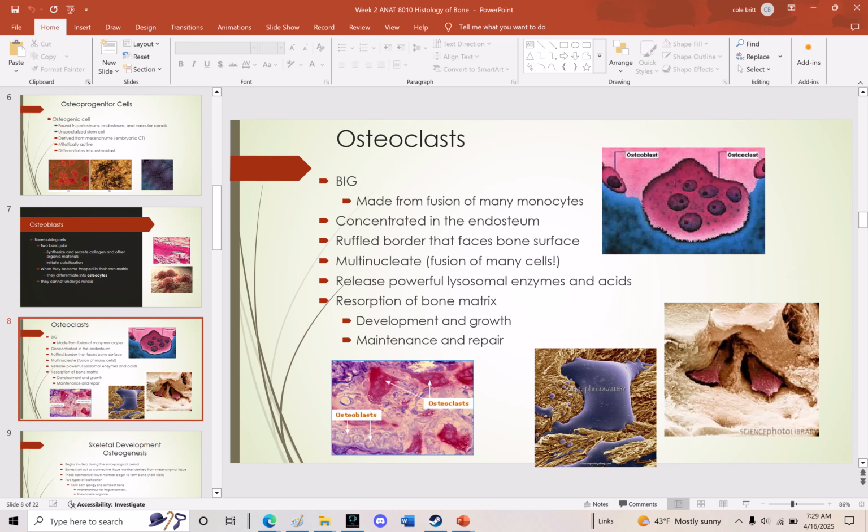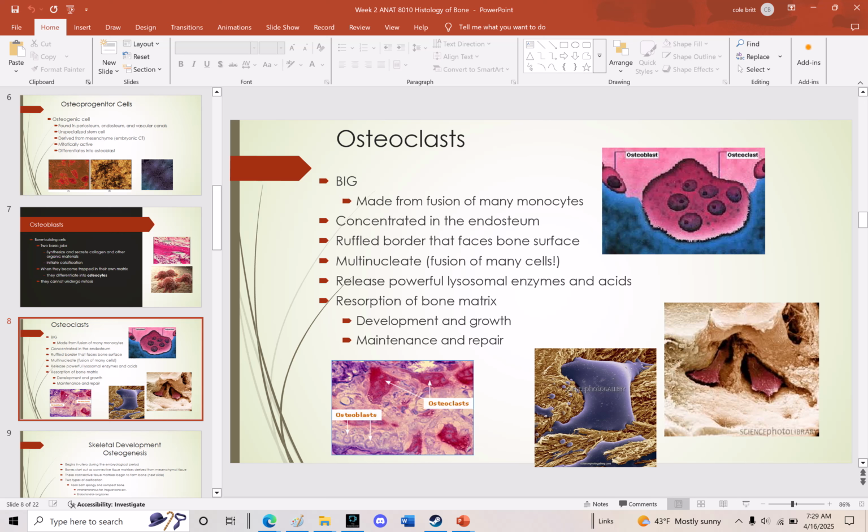Now the osteoclasts, these guys are really big. They're catabolic in nature. They're made from the fusion of many monocytes, so it's a multi-nucleated cell. We find these concentrated in the endosteum. And that doesn't mean they're exclusively in the endosteum. Does that make sense? So they're concentrated in the endosteum, but they're not exclusively there. These release really powerful lysosomes that are able to break down the bone itself. And this allows for the resorption of the bone matrix into the bloodstream.